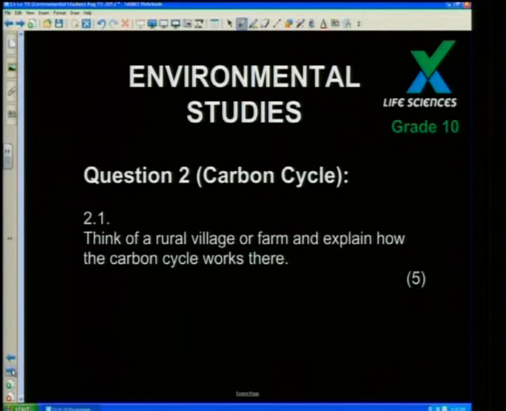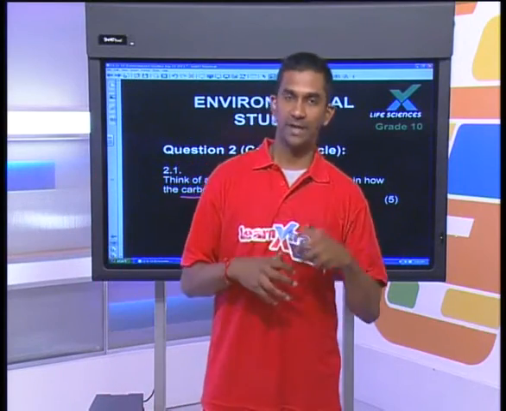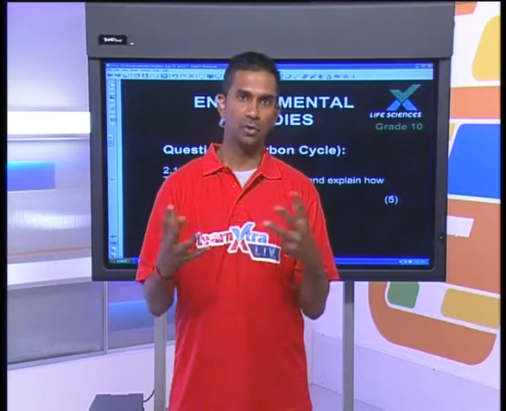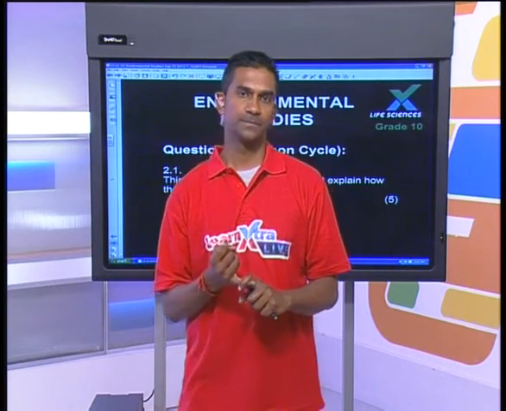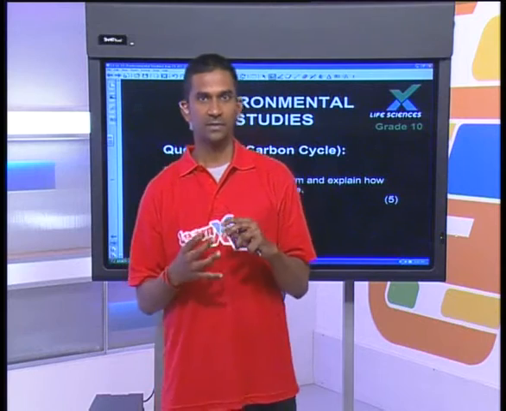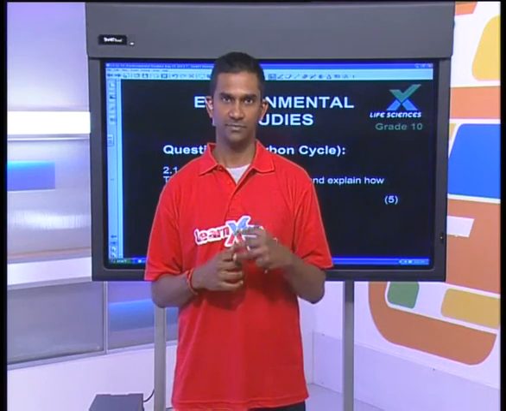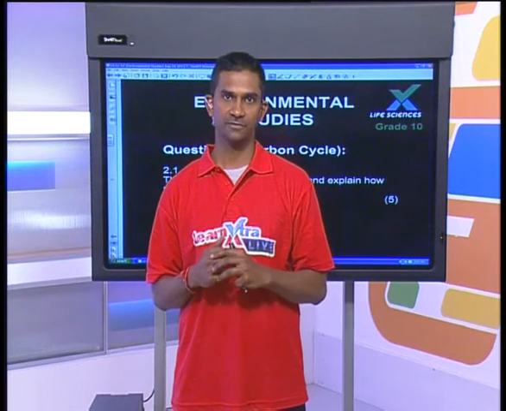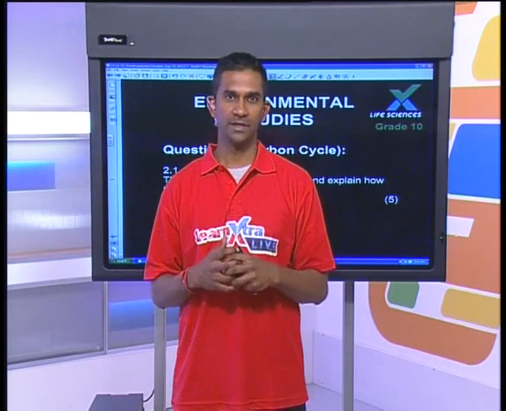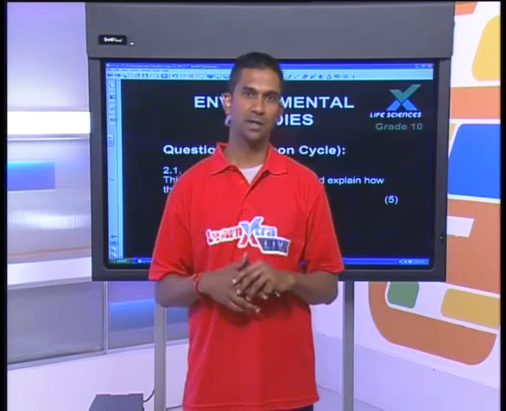Think of a rural village or farm and explain how the carbon cycle works there. Now, essentially, we've got to look at the activities that happen in a farm or in a rural area, and what are the producers of carbon dioxide. So, in a farm, you would find that cattle would produce large amounts of carbon dioxide. Removing of trees, deforestation, these contribute significantly to the reduction of the trees, and these will not then compensate for the changes in the carbon dioxide level.